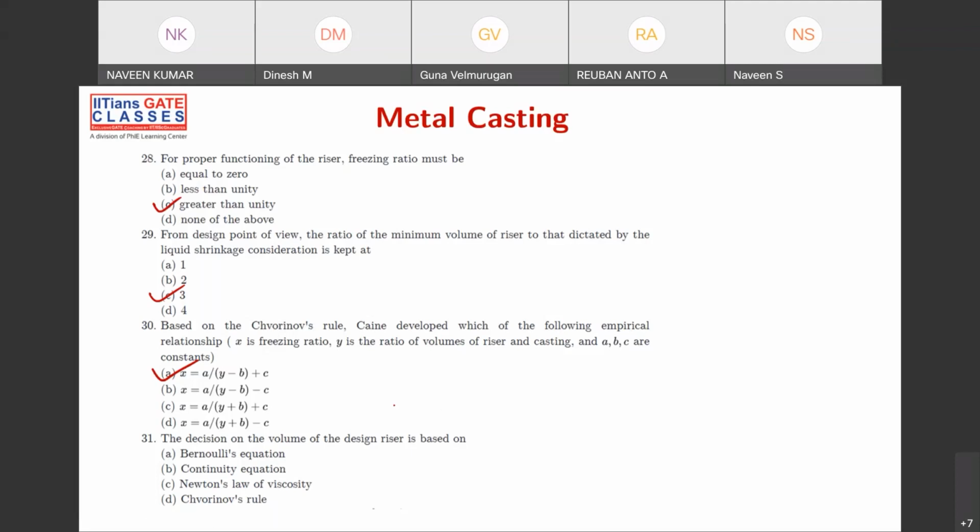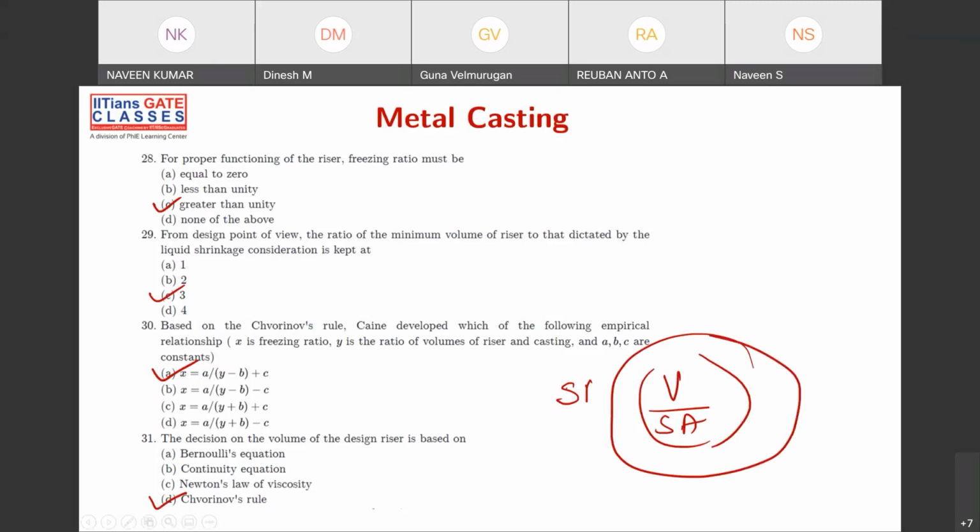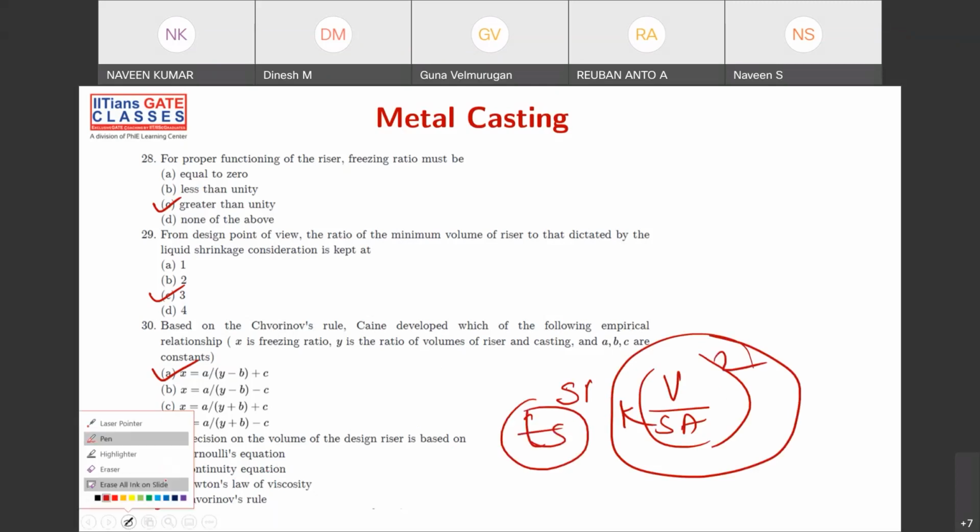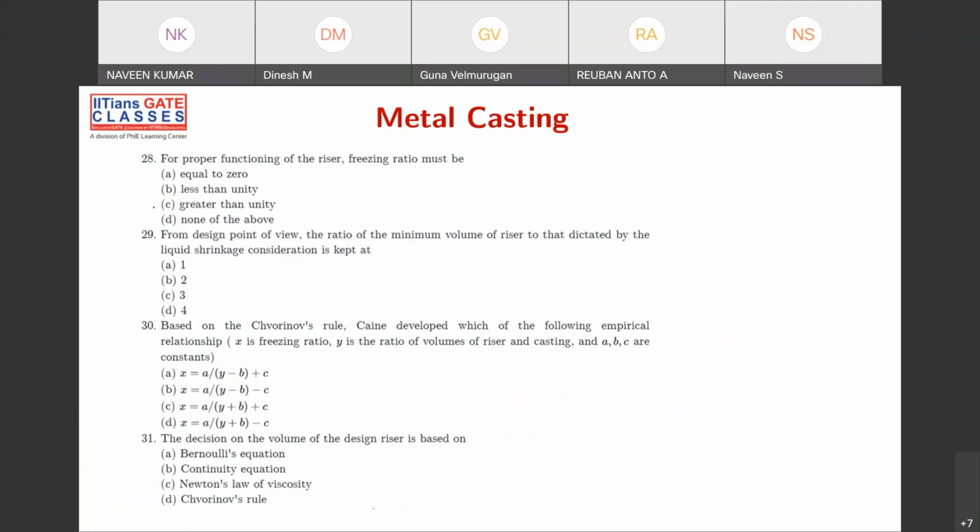It was Chvorinov's rule, right? For the design, we didn't use any Bernoulli equation, we didn't use any continuity equation, we didn't use any such laws. We have used Chvorinov's rule. What was Chvorinov's rule? That was volume by surface area. Do you remember the solidification? Obviously, solidification is very important for designing the riser. Remember K, whole square, solidification time, all these things we have used, right? That's what we have used for this. Sorry, this was C, this was A. Good. Next one.